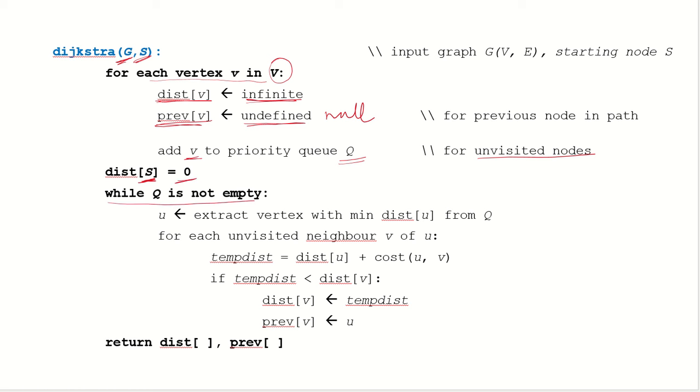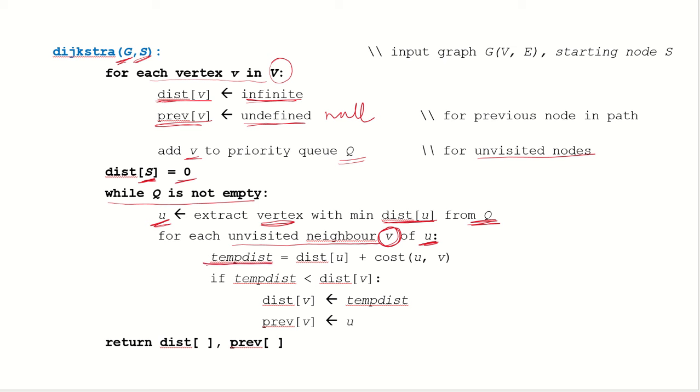Now while the queue is not empty, that means till all the nodes have not been visited, we will extract the vertex with the minimum distance u from the queue. So from the queue we will check which vertex is having the minimum distance currently. That vertex will become u. Now we will start checking all unvisited neighbors of u.